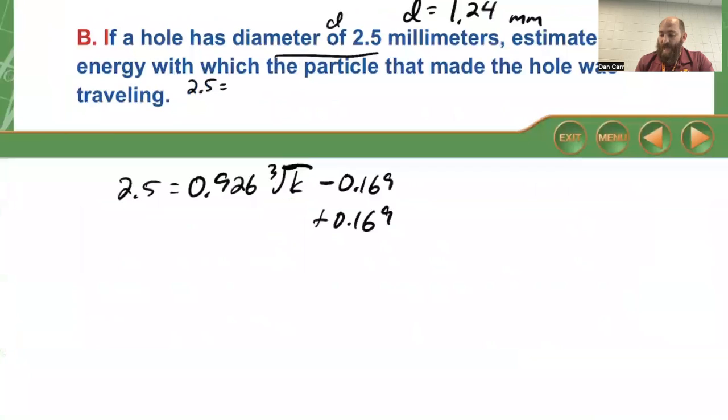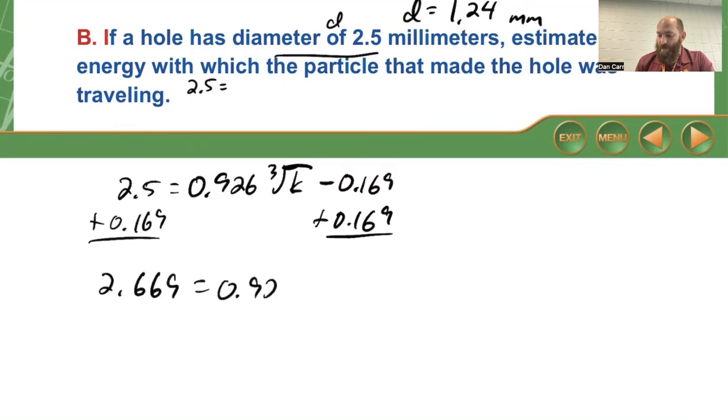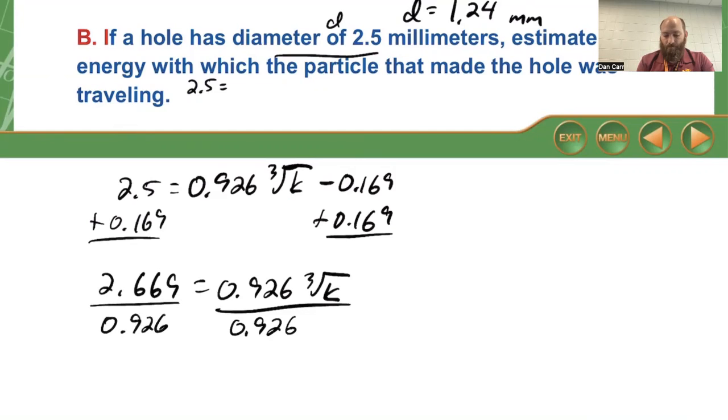So we're going to start by adding 0.169 on both sides. So I do that and I get 2.669 is equal to 0.926 times the cube root of K. You can now divide both sides by 0.926. So I get 2.88229. We'll just use more decimals on there.